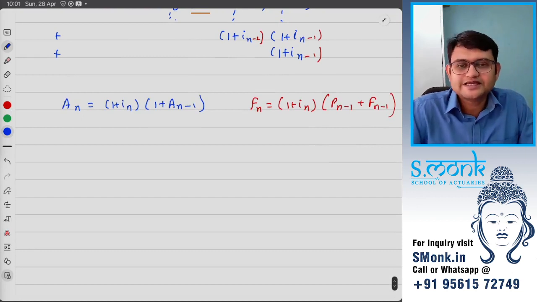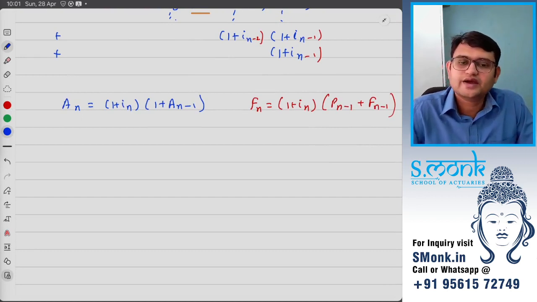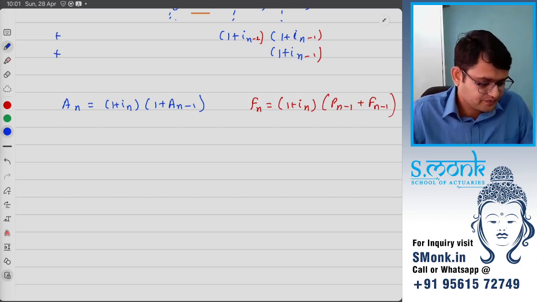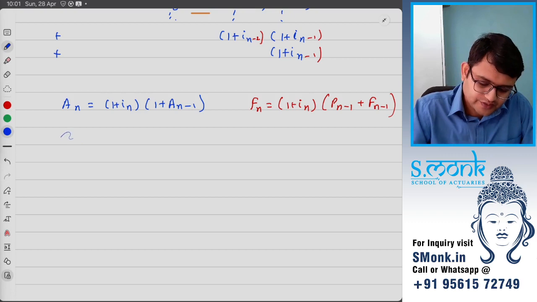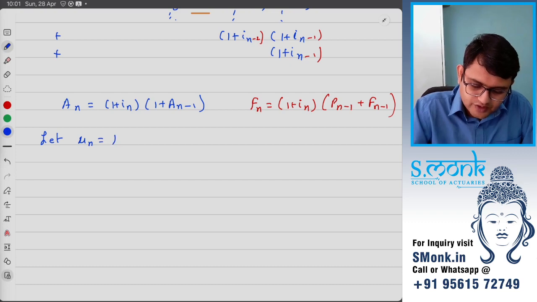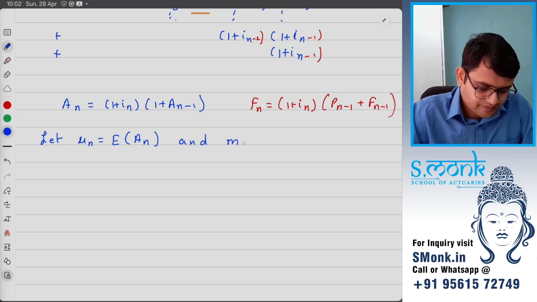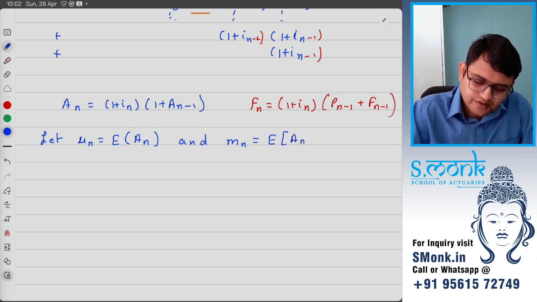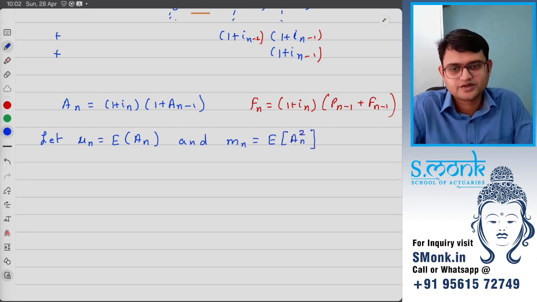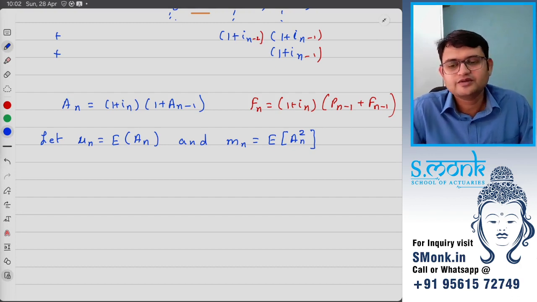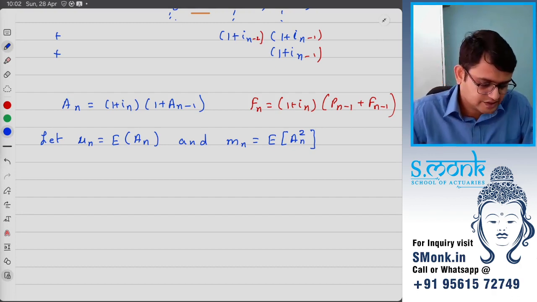So we are going to use this relation to find the expected values. First, let mu_n be equal to the expected value of A_n. We'll also introduce another symbol, m_n, which would be the expected value of A_n squared. We're introducing these terms so that we can make the formula a little easier.